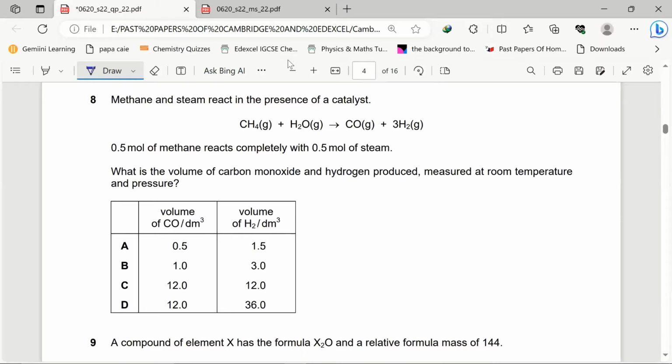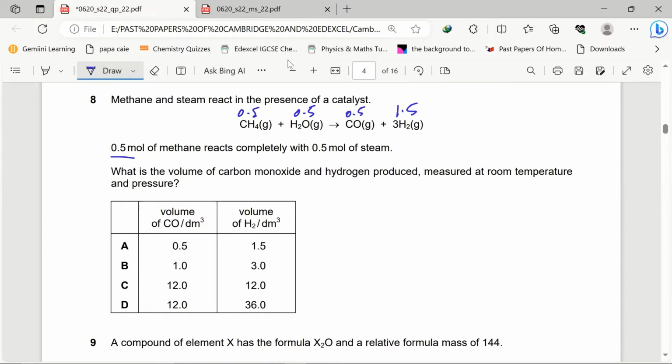Number 8, methane and steam react in the presence of a catalyst. So 0.5 mole of methane reacts completely with 0.5 mole of steam. So this one is 0.5 and this one is 0.5. What is the volume of carbon monoxide and hydrogen produced measured at room temperature and pressure? So if this is 0.5, this should be 0.5, because it is a 1 to 1 mole ratio, and this should be 0.5 times 3, which is 1.5. So 0.5 and 1.5.